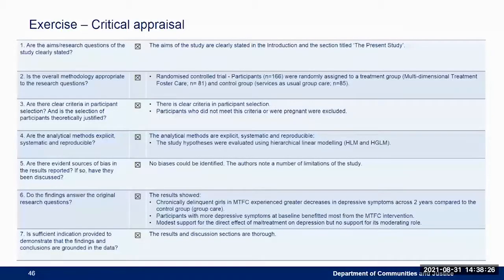Okay. And number 7: yes, the findings, the results, the discussions, they're thorough, they're reflective of the results and the analysis. So overall, I would have rated this study quite highly. It ticked all my 7 questions.